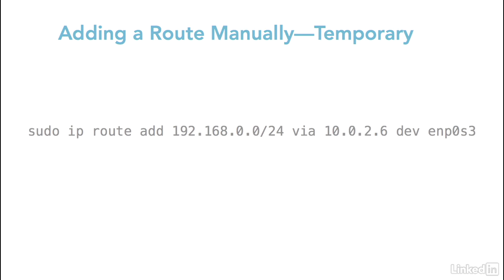Or you can set a route temporarily, which will last until the interface goes down or the system reboots, using the ip command. For example, ip route add, and then our network via our router, or our gateway, along with a specification of which device it's attached to.